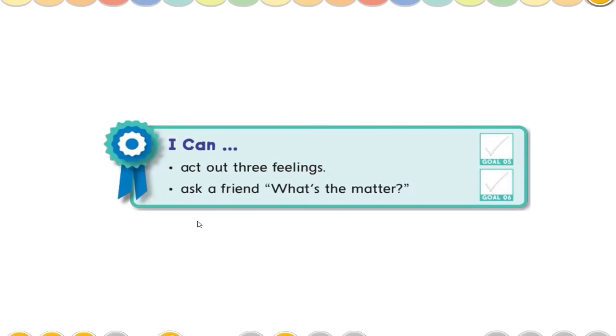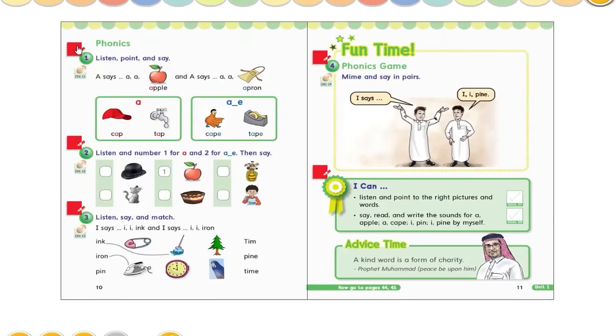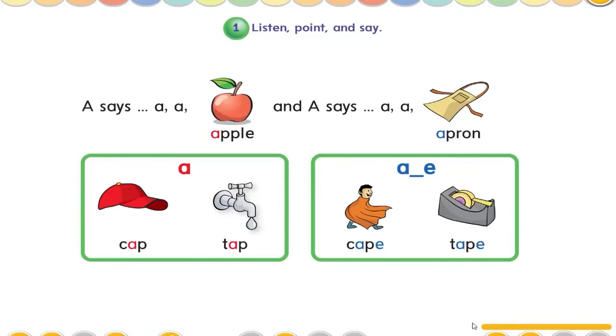I can أستطيع القيام بالتالي: act out 3 feelings تمثيل 3 من الأحاسيس والمشاعر كالجوع والعطش وغيرها. Ask a friend what's the matter، أسأل صاحبي ما المشكلة. Phonics: listen, point and say. تدرب على نطق هذه الحروف الملونة.